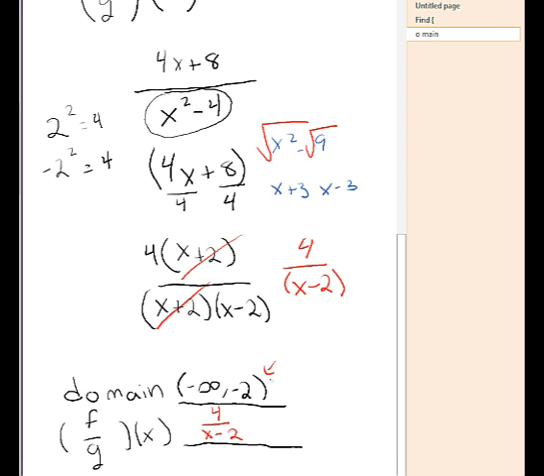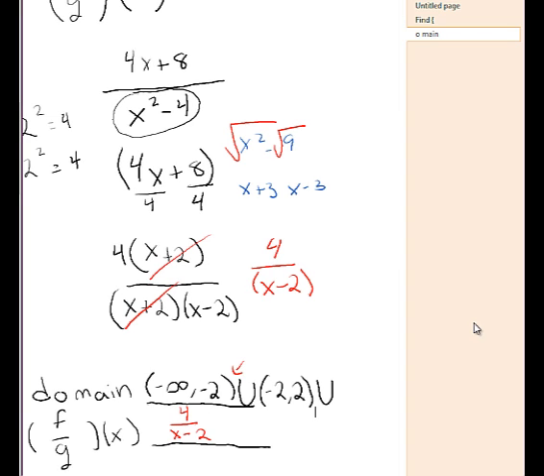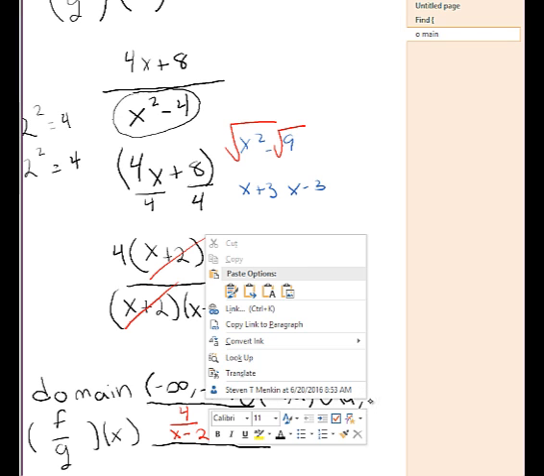Well, I'm not done yet. I put a little u, which means and I can say that anything between negative 2 and positive 2, remember this parentheses not including, will equal not 0. And lastly, we can take 2, comma, infinity, because everything there works.